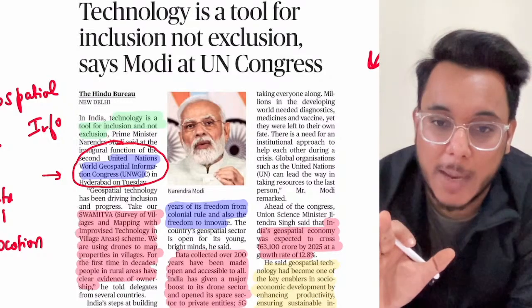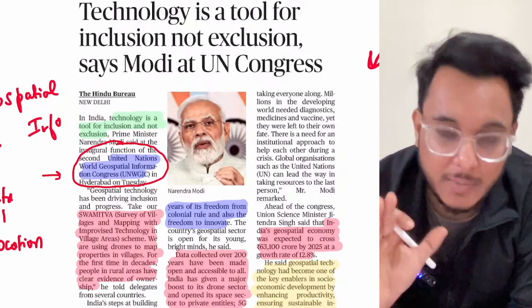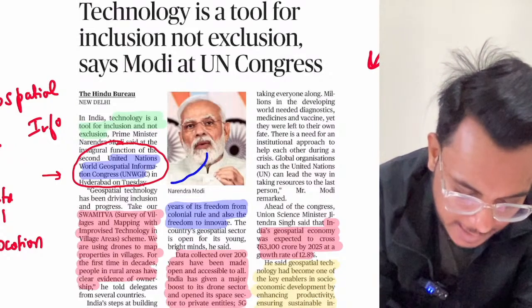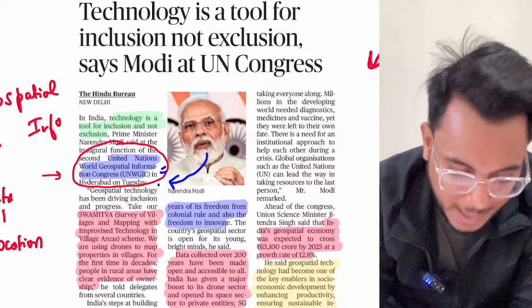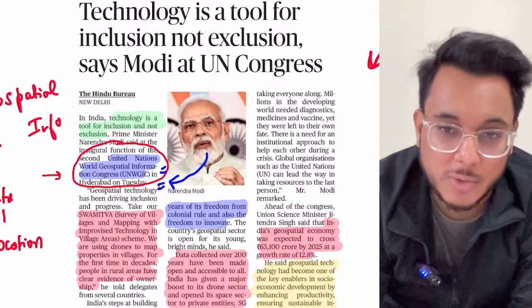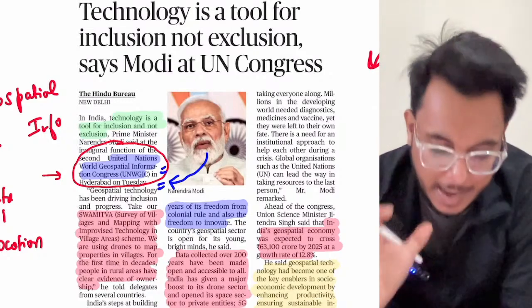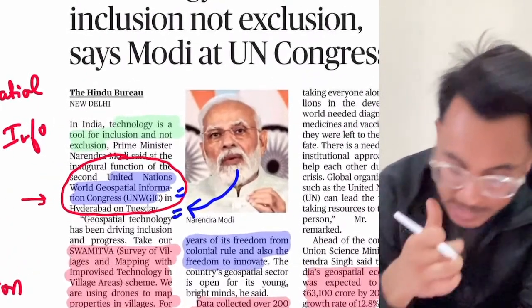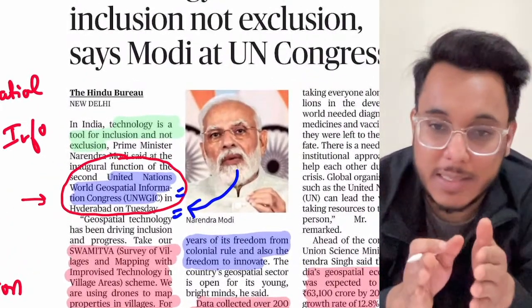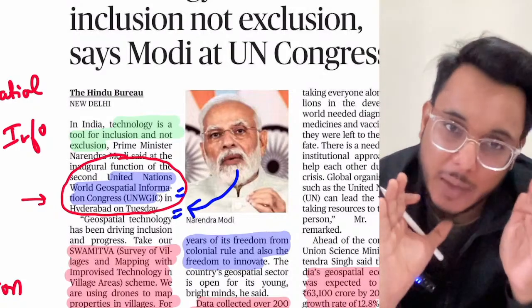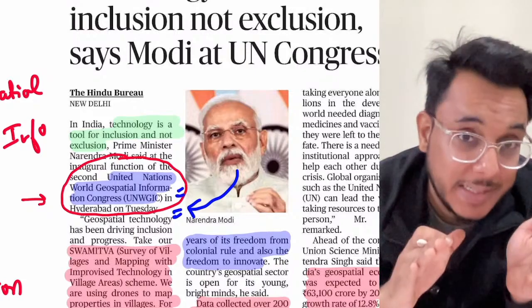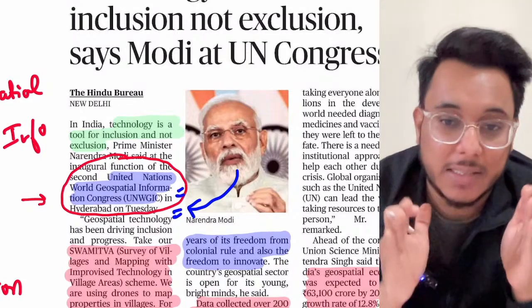So first of all, what has happened? The Prime Minister participated in the United Nations World Geospatial Information Congress. Where was this Congress held? This Congress was held in Hyderabad. And here the Prime Minister has said something, now you see this: always in your answers you can give references from the Prime Minister's speech and the President's speech. They will enhance your answers.